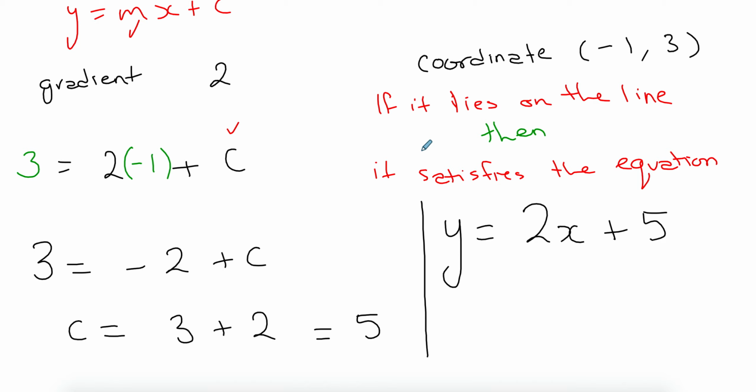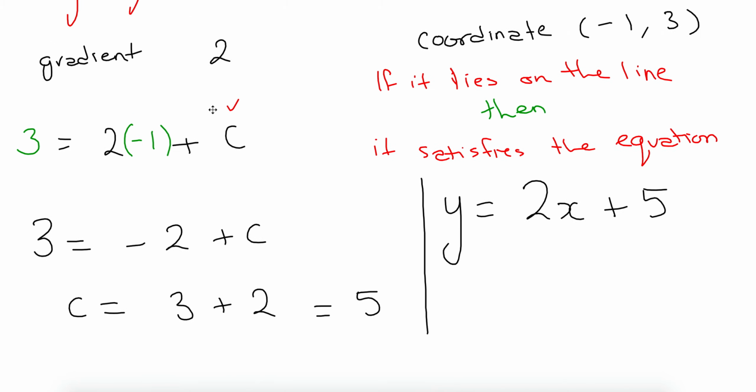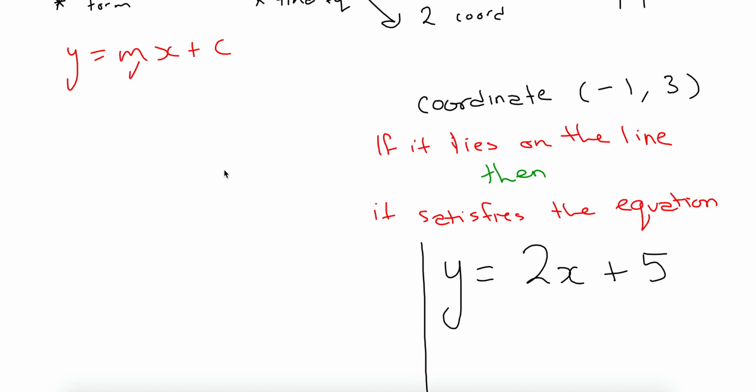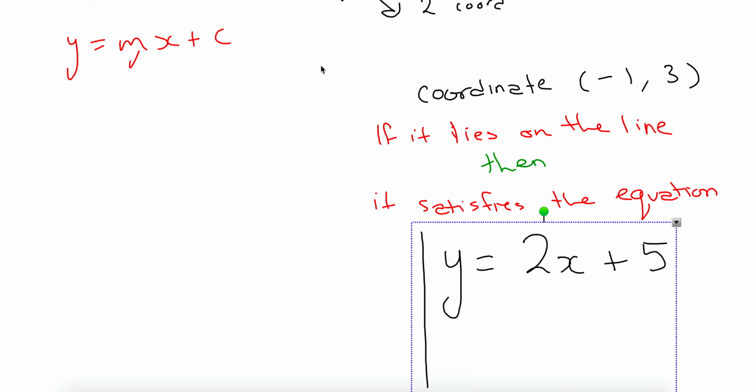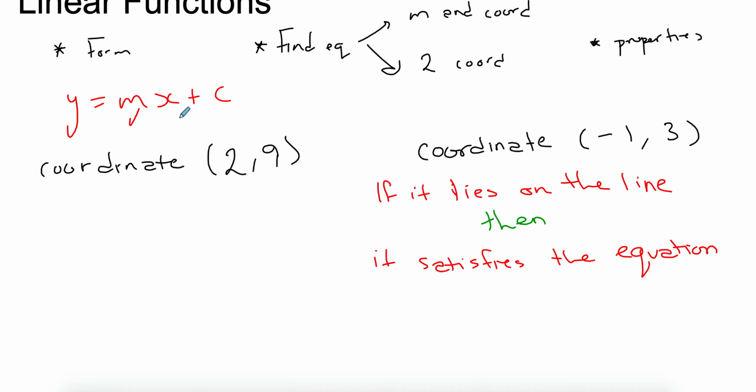Let's say you didn't have the gradient. So this is the second case. If you didn't have the gradient, but you knew another coordinate, you knew that the other coordinate was, sorry, let's say 2, 9. 2 and 9. So now that you have 2 coordinates, how would you find the equation of the line?